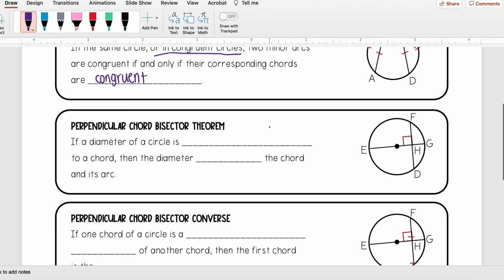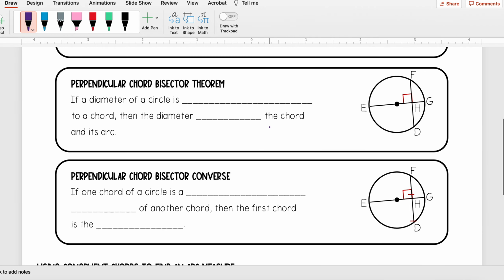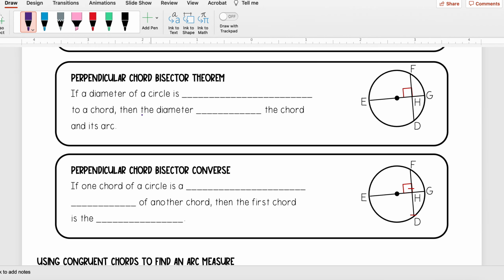And then we have the perpendicular chord bisector theorem and its converse. And that tells us if a diameter of a circle is perpendicular to a chord, then the diameter bisects the chord and its arc. So what does that mean? Here I'm given that EG is perpendicular to FD.